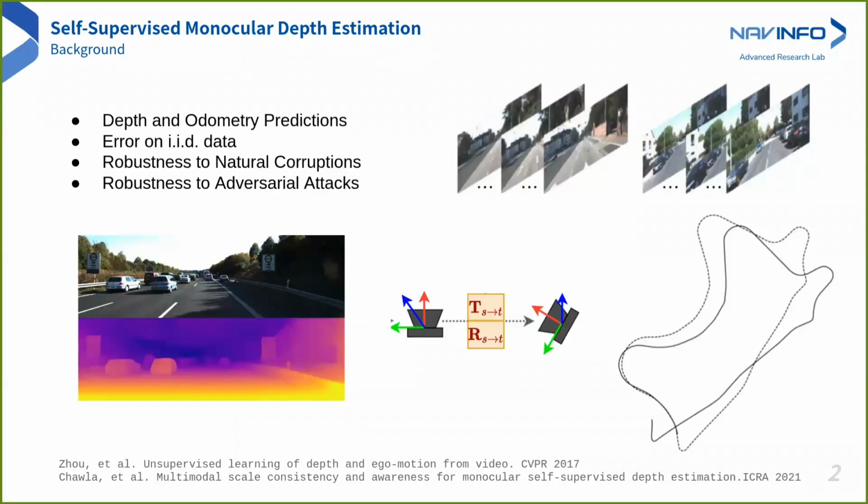Depth estimation is an essential component of vision systems that capture 3D scene structure for mobile robots, self-driving cars, and augmented reality. Several self-supervised methods have been proposed that predict depth and odometry simultaneously while focusing on reducing error on independent and identically distributed test data. However, deployment requires a focus on the generalizability and robustness of models beyond performance under ideal conditions, including robustness to natural corruptions and adversarial attacks.